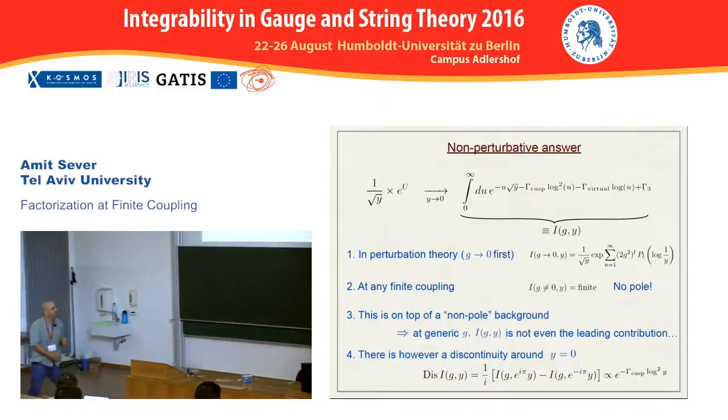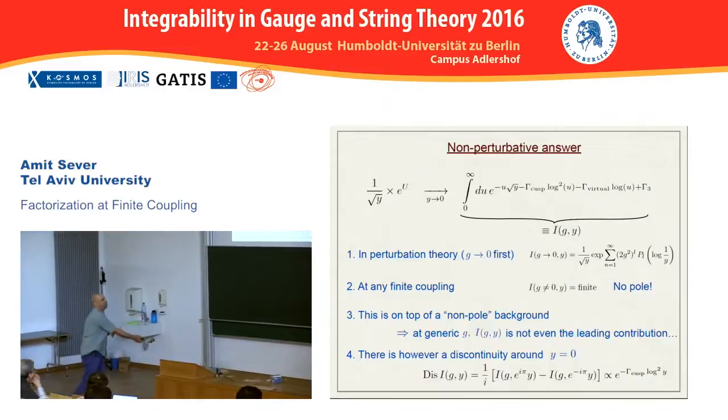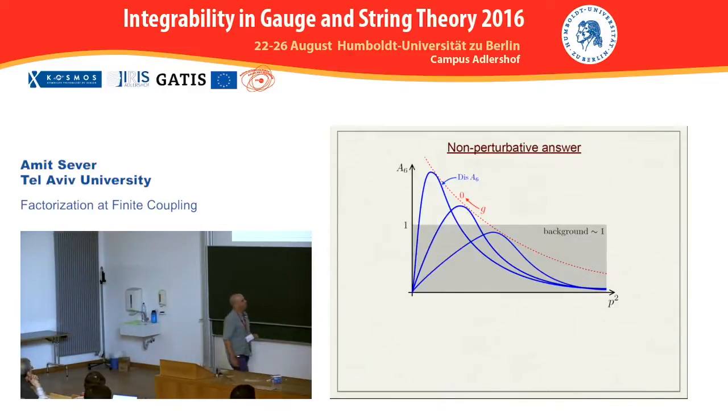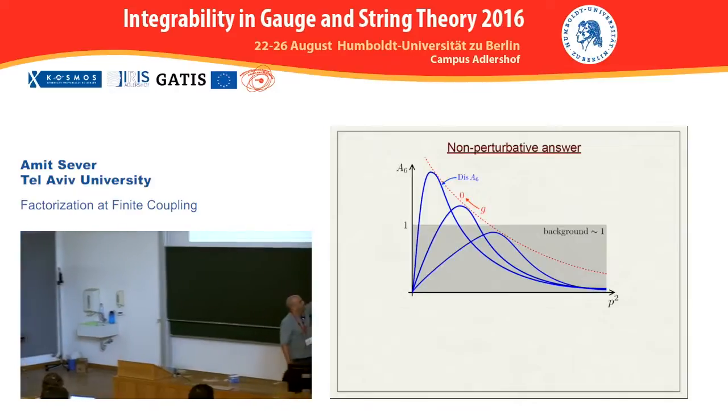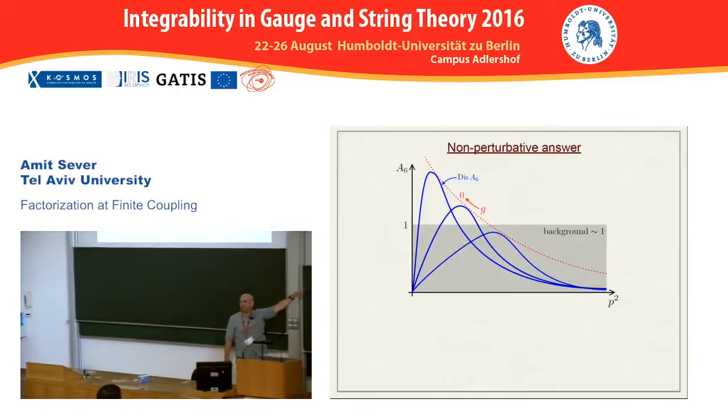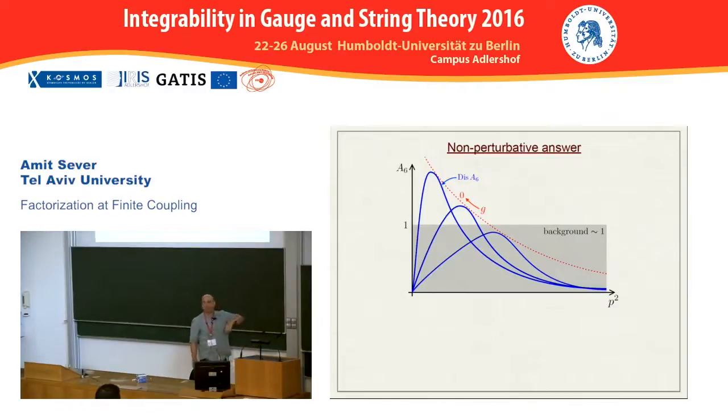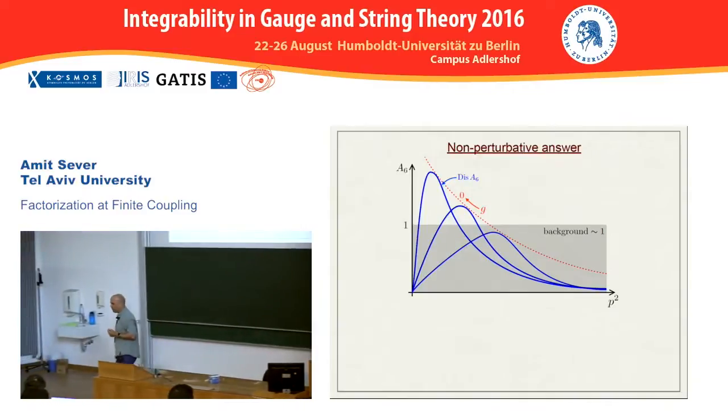If you think a bit, this is also what you would expect from physical arguments. If you compute the discontinuity of this integral, we see a bump that at 0, as p squared goes to 0, is strictly 0. But as we take g to be smaller and smaller, it has a bump that becomes larger and larger, and if you first expand in g, you will see a delta function for the discontinuity coming from the pole.